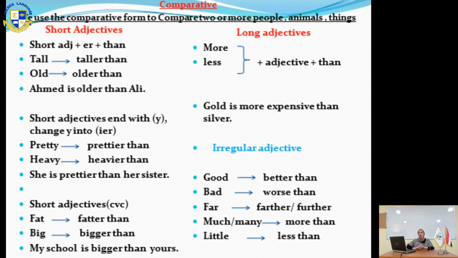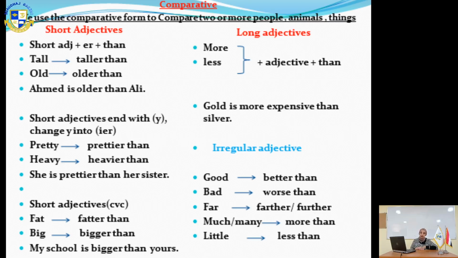So, the comparative, we use it to compare 2 things or 2 people or 2 animals. Of course, we have short adjectives and long adjectives. The short adjectives are such as tall, old, small, good, bad. These are small ones or short adjectives. Okay, how do we compare?